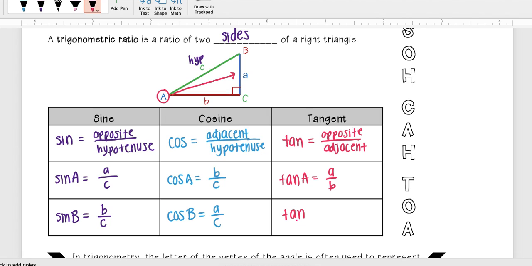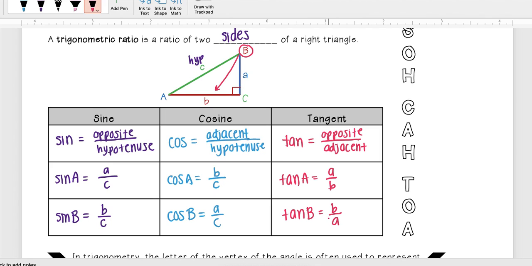And then if I want to find a tangent of B, I need to switch things around. So now I'm going from angle B, and I'm going to look to see, okay, what side is opposite of that? So I'm going to draw an arrow, and that's going to be side B now. And then now my adjacent side is side A.